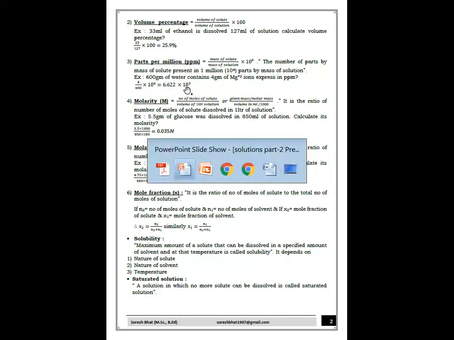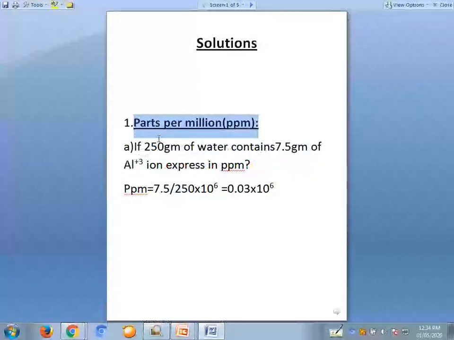Now similarly, we'll go for one more example regarding parts per million: if 250 grams of water contains 7.5 grams of aluminum ion, express the following in parts per million. The same formula we apply, the ratio of mass of solute. Mass of solute here is 7.5 grams, and mass of solution is 250 grams, into 10 raised to 6. When you apply, you will get the result as 0.03 into 10 raised to 6, or you can convert it by shifting the two decimals, which is equal to 3 into 10 raised to 4.